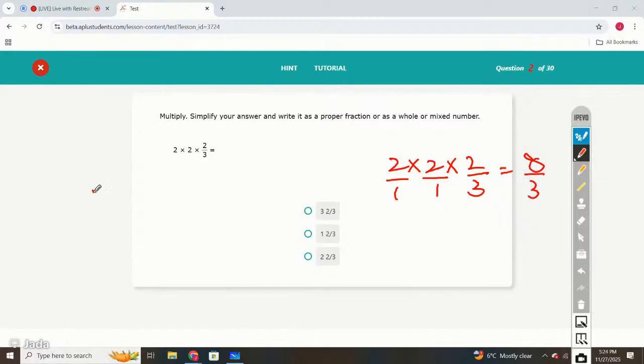Right? Now the numerator is greater than the denominator. So we can write it as 3 times 2 is 6. So 8 take away 6 is 2. That is 2 whole 2 by 3. Option number 3 is the correct option. That is 2 whole 2 by 3.